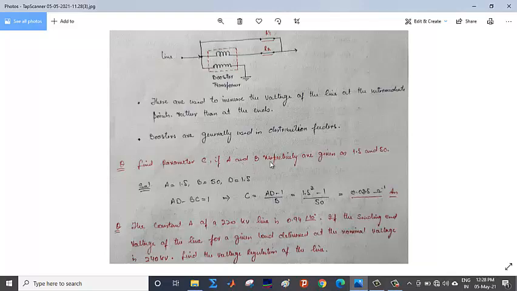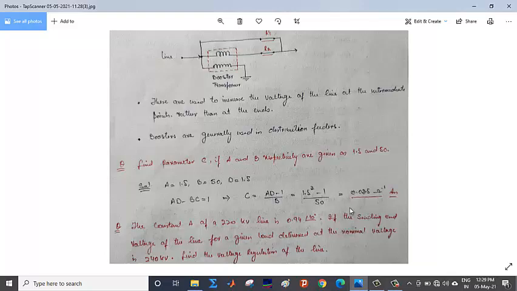Find the parameter C if A and B are respectively given as A is equal to 1.5, B is equal to 50. Since we know that for a transmission line it is symmetric, A will be equal to D, that is D will also be equal to 1.5. And by using the reciprocity property of the transmission line, we can calculate C. So AD minus BC is equal to 1. That means C is equal to AD minus 1 divided by B. A and D are same, that is 1.5 square minus 1 divided by 50. It is equal to 0.025 ohm inverse.